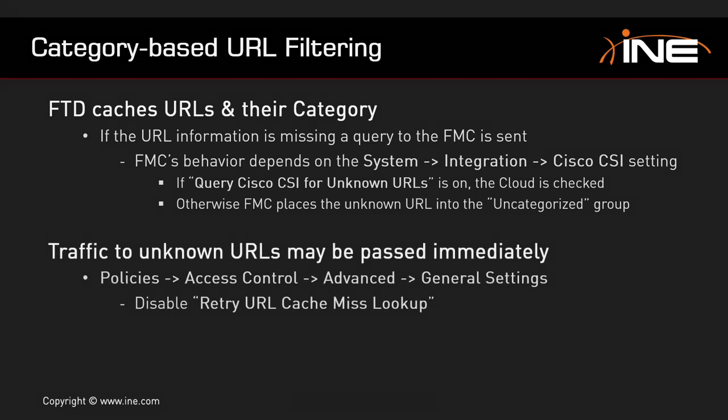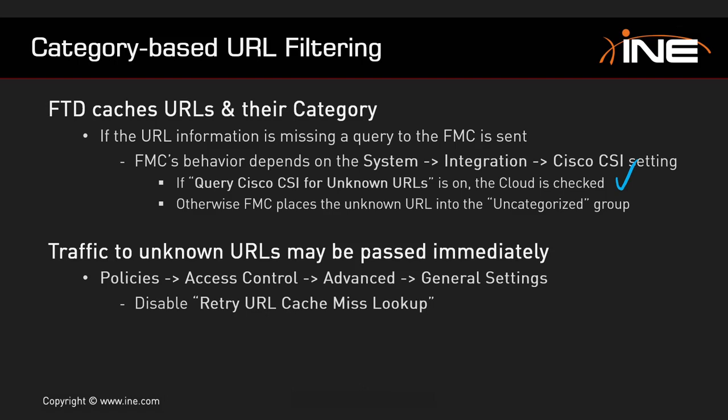Now, assuming that the cloud lookup option was enabled, the default behavior of the FTD is going to be to cache or just buffer traffic destined to a URL in question. So this is like when we wait for a reply from FMC, and FMC is waiting for the reply from the CSI cloud. You're not going to allow the traffic to pass through the FTD until we get the reply back or the process times out.